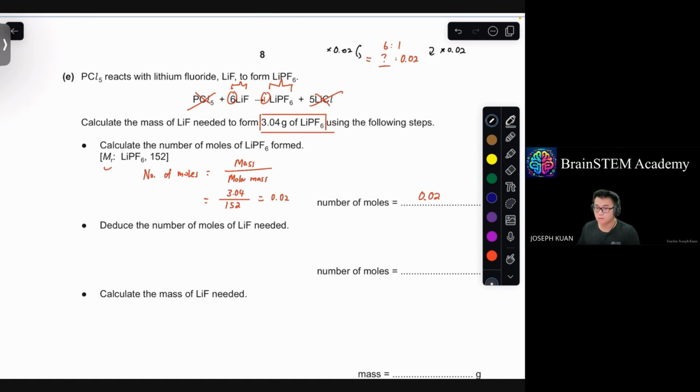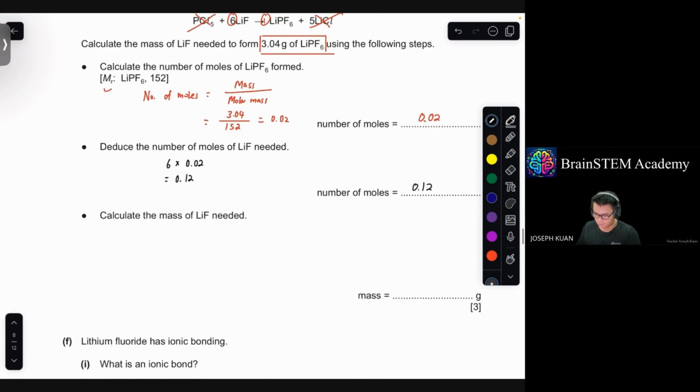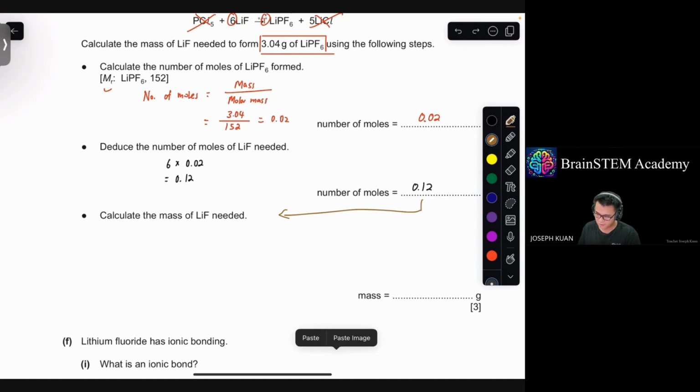It will be 0.12. So take 6 multiply by 0.02. That gives you 0.12. All right, so find the mass of LiF needed. The equation tells you that you need 0.12 moles of LiF. So convert this to mass by taking the number of moles multiplied by the molar mass of this substance.